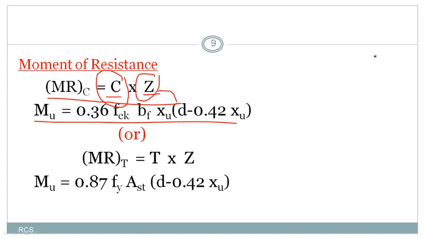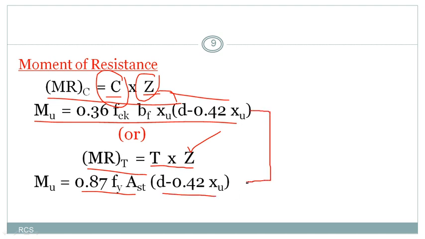This is with respect to compression. And you can calculate with respect to tension also, that is M, the moment of resistance with respect to the tension zone, that is total tensile force multiplied by your lever arm. Total tensile force is 0.87 Fy Ast and lever arm is d minus 0.42 Xu. So you can use either of these two formulas, and you will get the same moment of resistance.